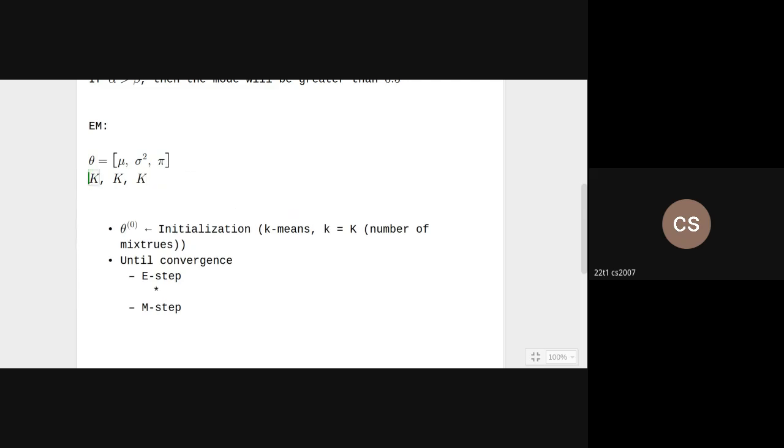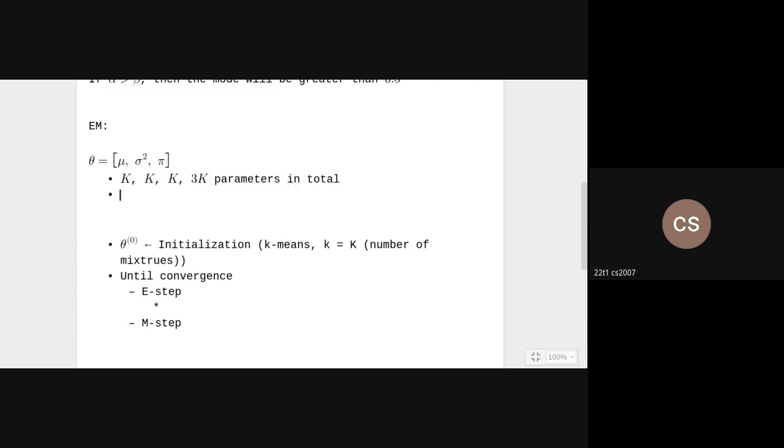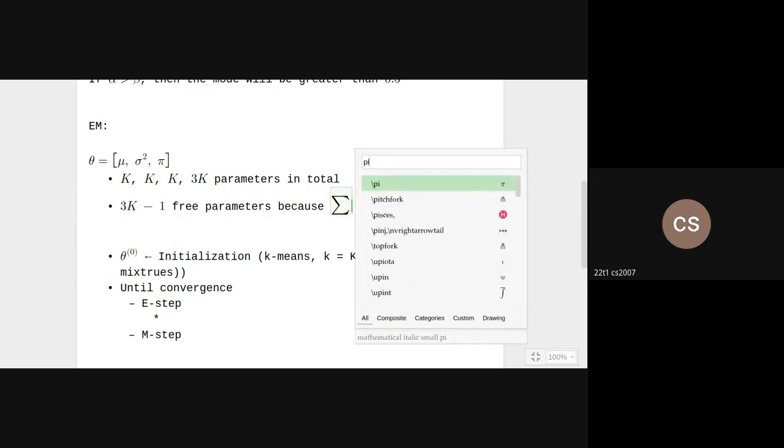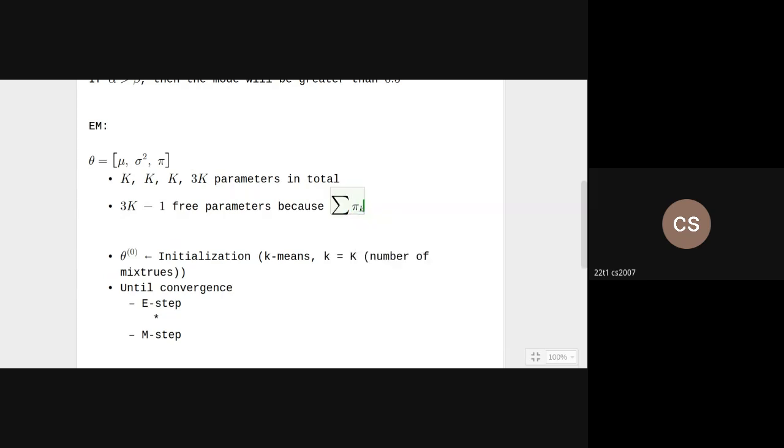That is how we got the result 3k minus 1. So this is like 3k parameters in total, and just to qualify it, there are 3k minus 1 free parameters, because this is going to be 1. Okay, I hope this is clear.